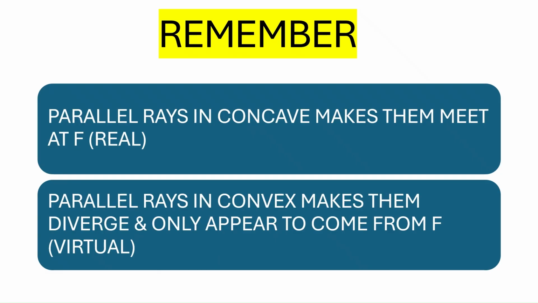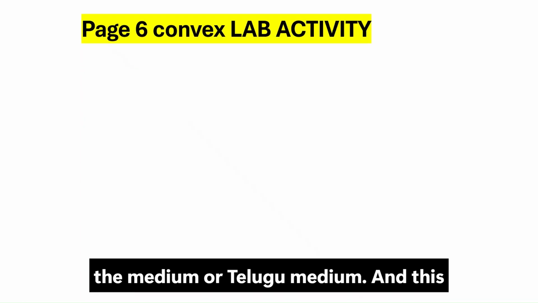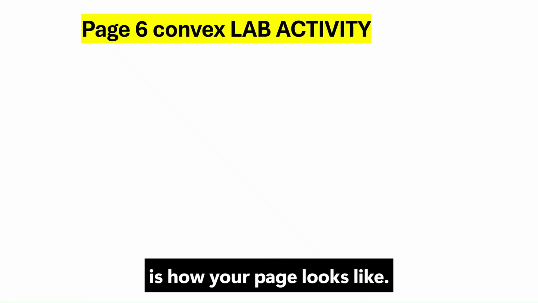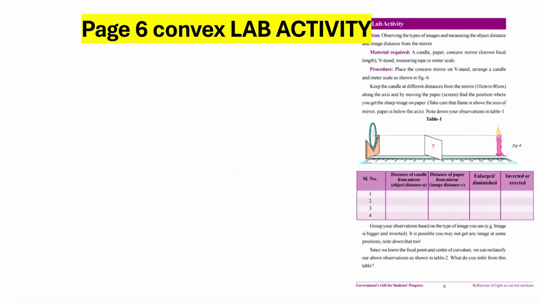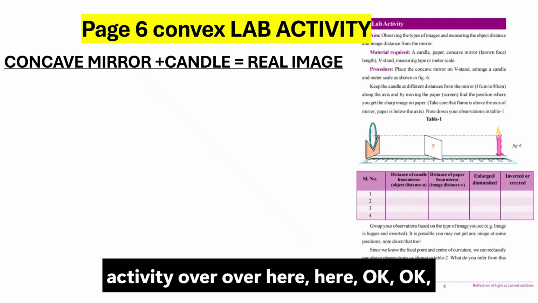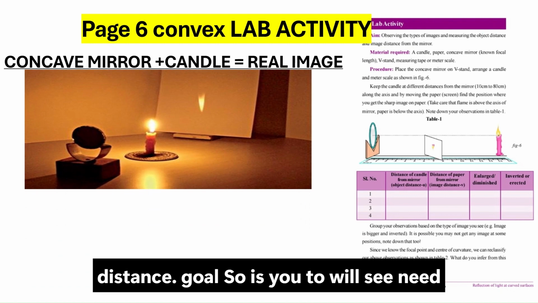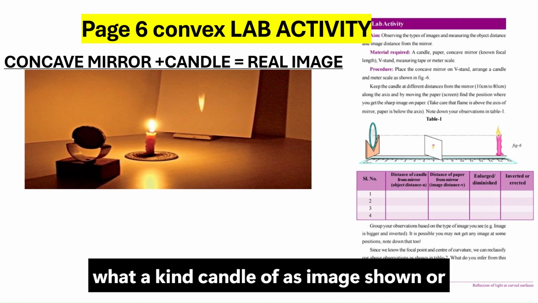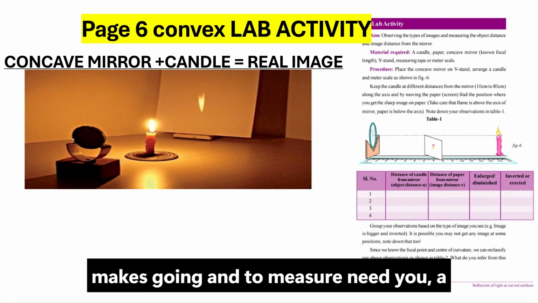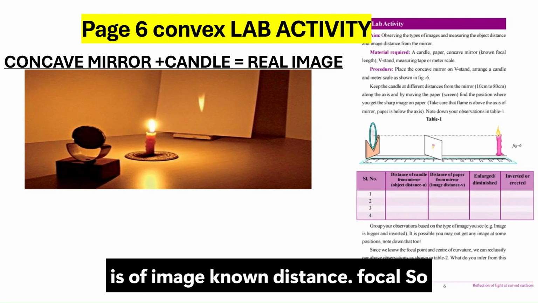Okay, thank you. Now, turning to page number 6 in the English medium book, or page 12 in the Urdu medium or Telugu medium, this is how your page looks. So we're doing an activity over here, the lab activity. But why are we doing this? The goal is to see what kind of image a concave mirror makes, and measure U, which is object distance, and V, which is image distance.